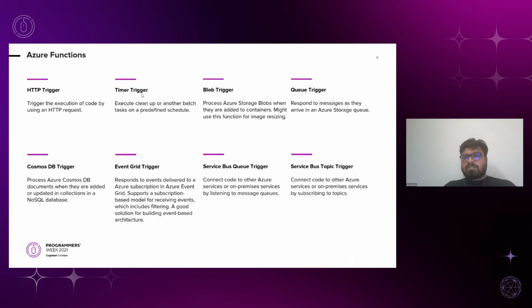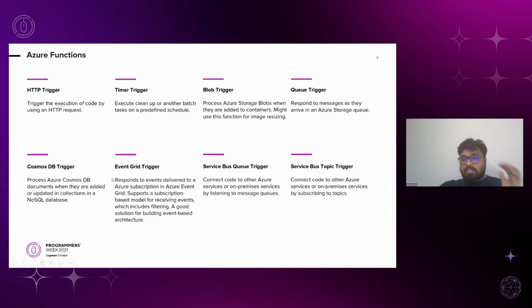The next one is the Cosmos DB trigger. Cosmos DB is a kind of NoSQL database in Azure services. We can process Cosmos DB documents when they are added or uploaded to the collection in the NoSQL database. When a new document or collection of data comes to the database, whatever function we have bound to the Cosmos DB trigger will start executing, and we can process the document. So this is the Cosmos DB trigger.